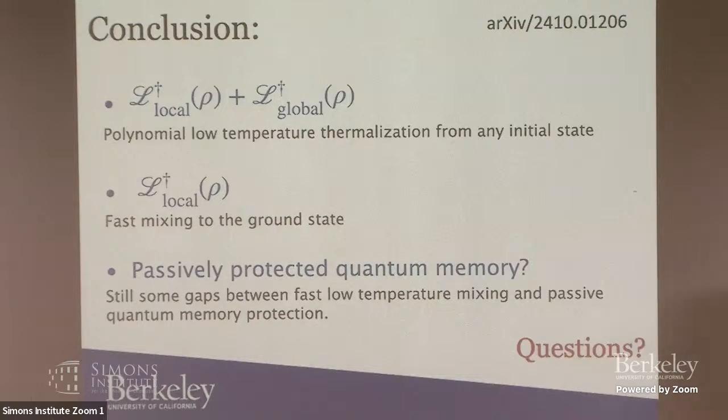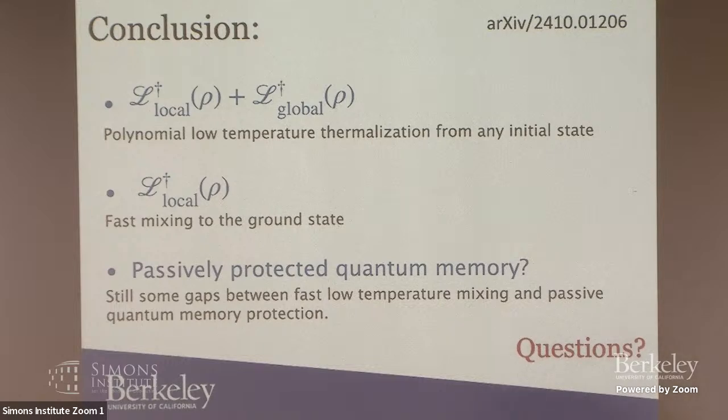Okay. So finally, conclusion. In this talk, I provide a new Davies generator, which can ensure polynomial low temperature thermalization from any initial state. We also show that for the local Davies generator, if we restrict ourselves to the syndrome space, we can guarantee fast low temperature thermalization or fast mixing to the ground state. Finally, we also discuss the passively protected quantum memory, and we show that there are still some gaps between fast low temperature mixing and passive quantum memory protection.